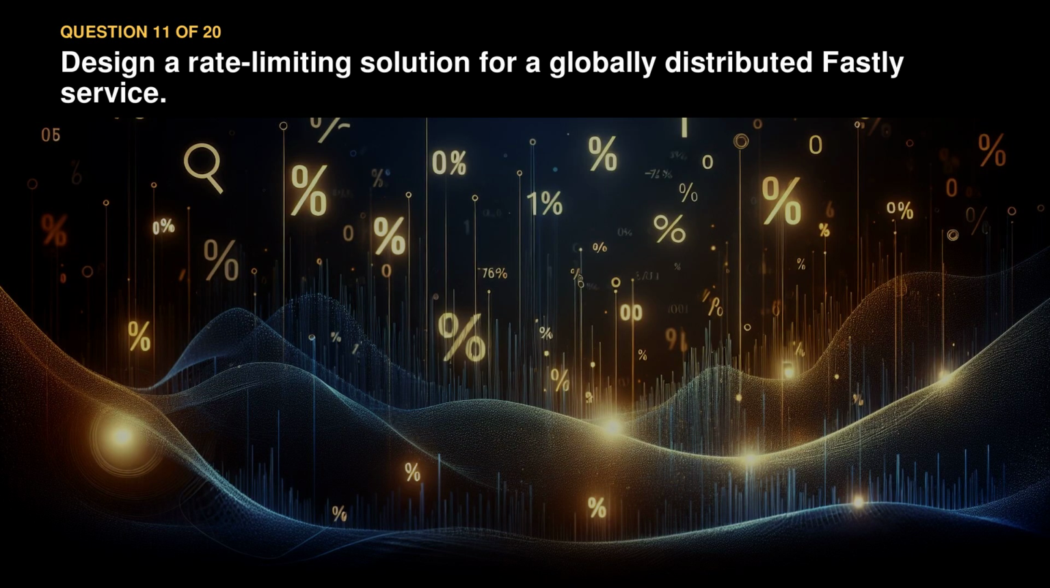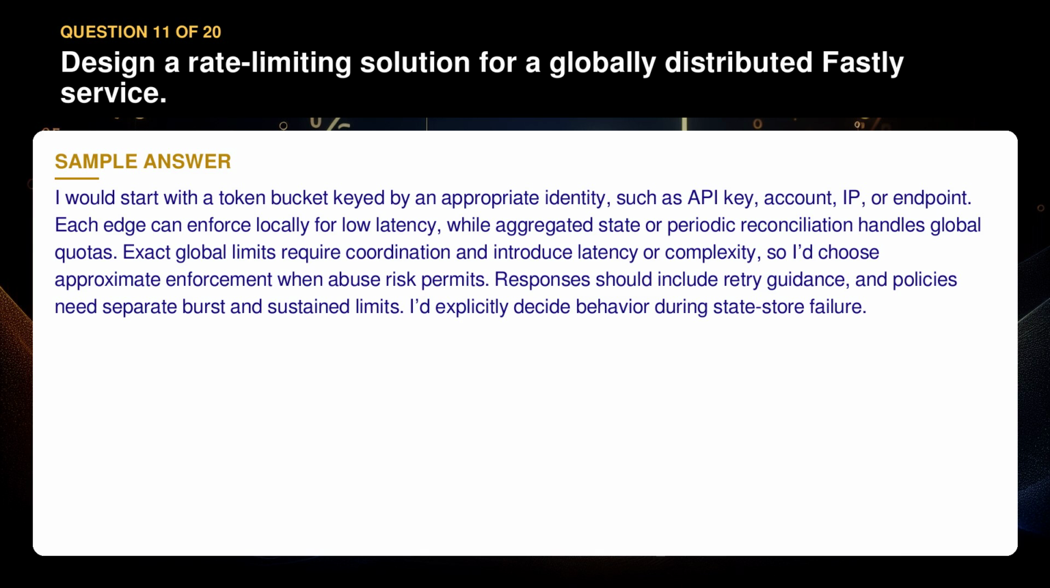Question 11. Design a rate-limiting solution for a globally distributed Fastly service. I would start with a token bucket keyed by an appropriate identity, such as API key, account, IP, or endpoint. Each edge can enforce locally for low latency, while aggregated state or periodic reconciliation handles global quotas. Exact global limits require coordination and introduce latency or complexity, so I choose approximate enforcement when abuse risk permits.